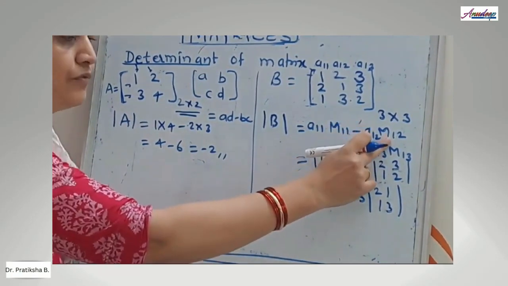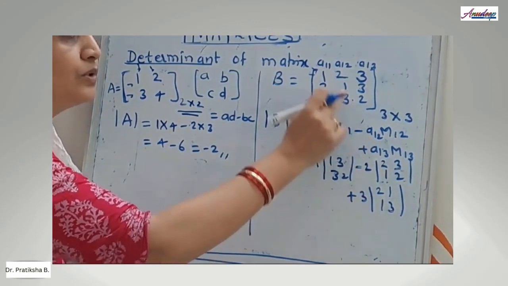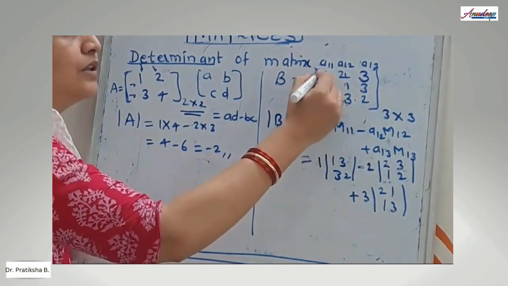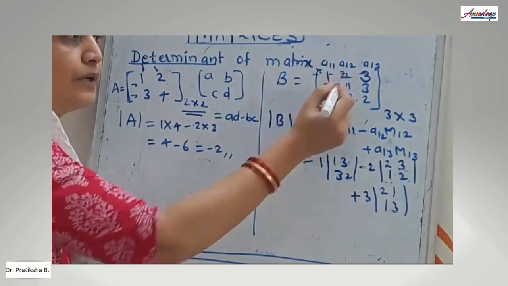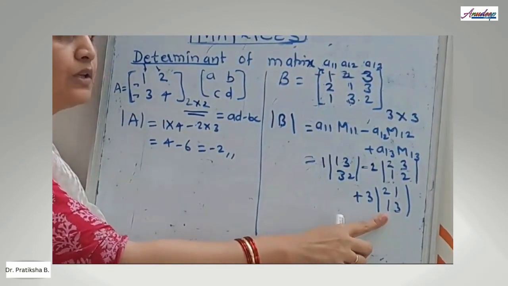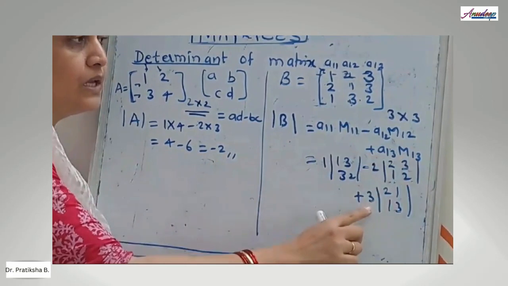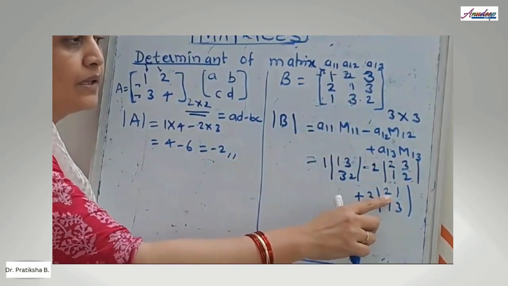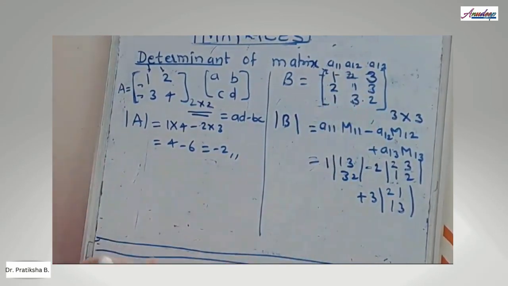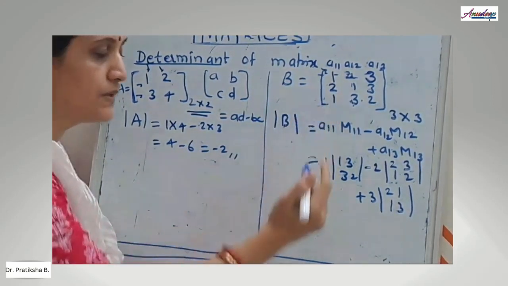Similarly, for the second term, that is A12 into the minor of A12. What is the number at the A12 position? 2. So 2 will be written, and the minor will be obtained by deleting the row and the column where that particular element is present. So what are the remaining elements? 2, 1, 3, 2. Similarly, you can write the last term, A13 into M13. The last element is 3, and the minor will be 2, 1 and 1, 3. Right? So this is the way you obtain the determinant for a 3 by 3 order square matrix. Now let us complete the problem.